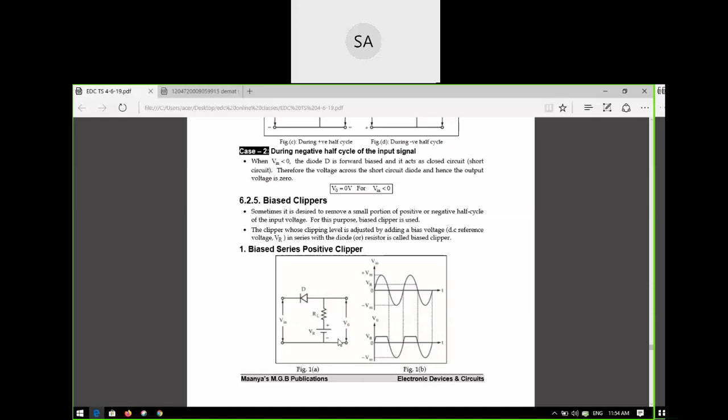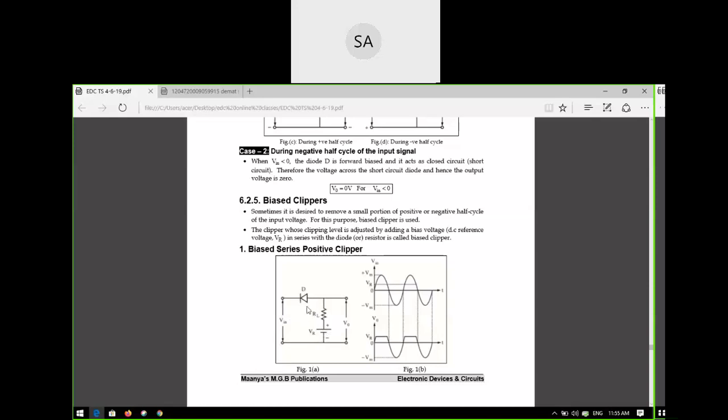Which one is higher, plus 2 volts or minus 2 volts? Plus 2 volts is higher. Correct. So the reference is always greater than your input in the negative half cycle. The input is connected to the negative side of the diode, and the positive voltage, which is the reference voltage VR, is connected to the positive side of the diode. So what will happen to the status of this diode now?